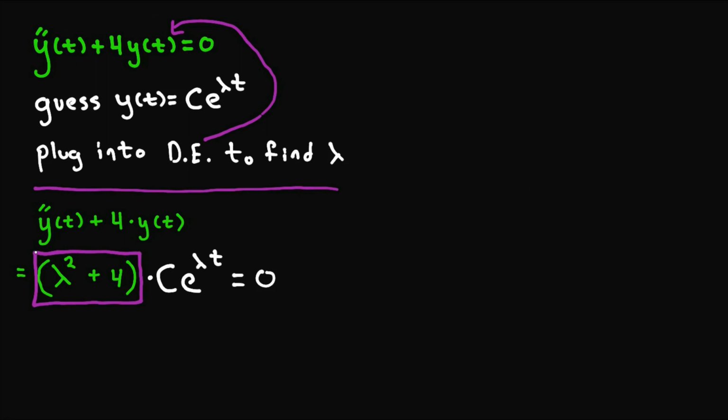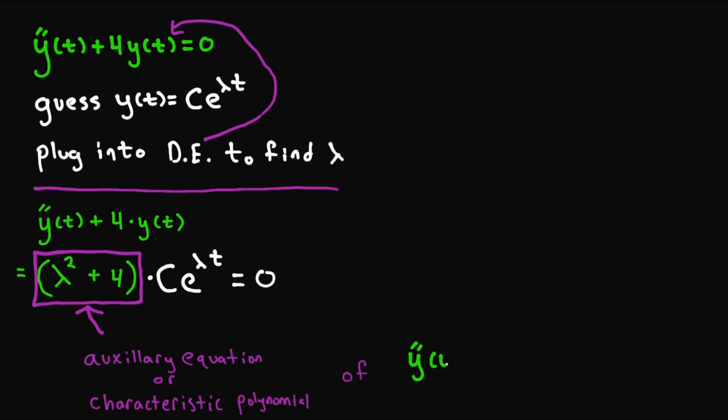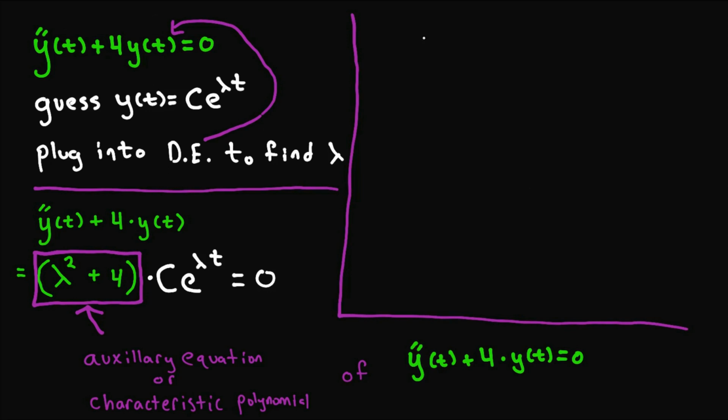This is going to show up over and over when we're solving homogeneous linear differential equations with constant coefficients. It's important enough that we should name it, so I'm going to call it the auxiliary equation or the characteristic polynomial. There's a relation between the differential equation and what the characteristic polynomial is. Our differential equation was y double prime plus 4y is equal to 0, and our auxiliary equation is lambda squared plus 4 is equal to 0.